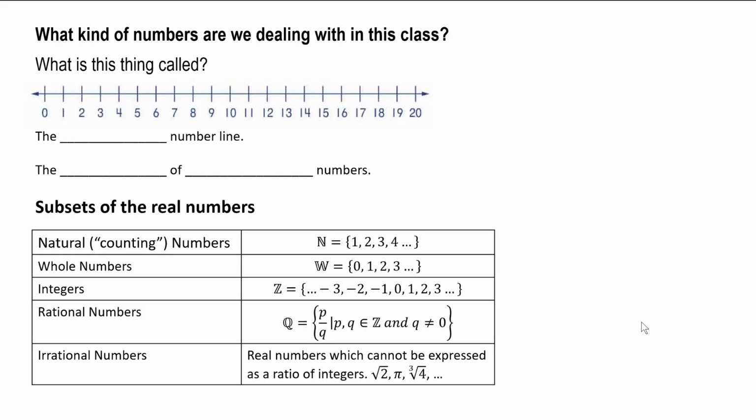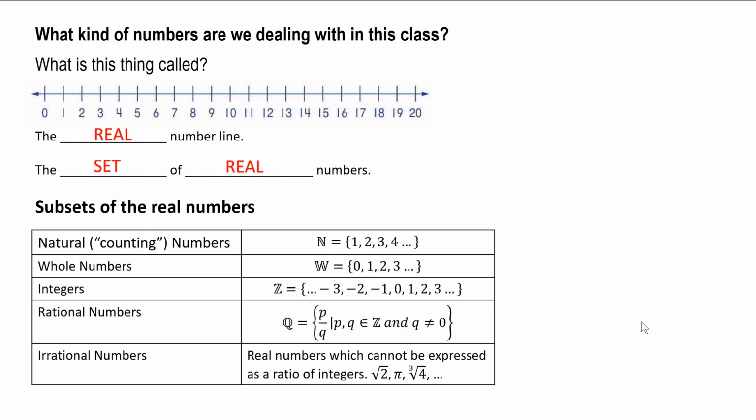Okay, so we talked about that we are dealing with the real number line, the set of real numbers, and we looked at the natural numbers, which are also called the counting numbers, the whole numbers, which are the counting numbers plus 0, and the integers, which are all the negatives and positive whole numbers plus 0, and then you've got your rational numbers, which can be written as a fraction with an integer numerator and denominator, where the denominator is not 0. And then the irrational numbers, which are numbers that cannot be written as a ratio of integers.